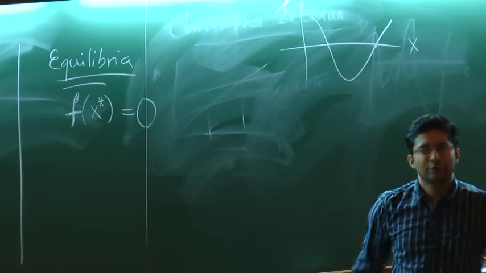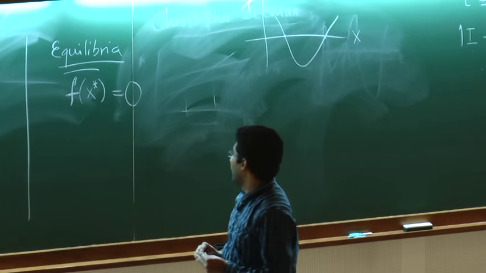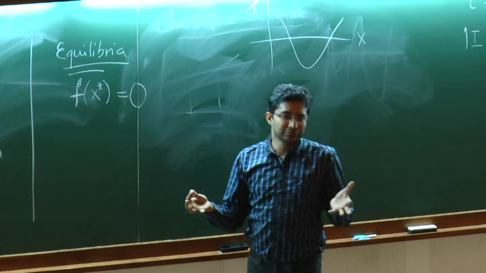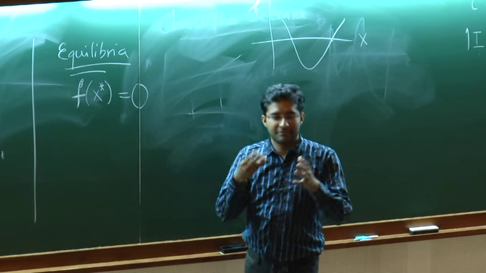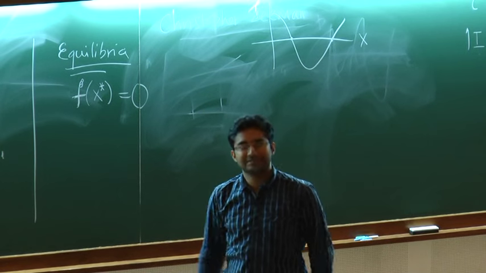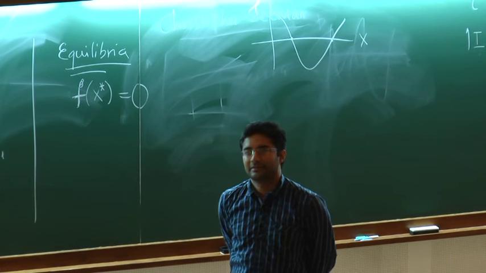I'm assuming all of you have also heard of stability, right? Raghav was mentioning it just this morning. What does stability imply to you? What is a stable system? Or, if you think of population, what is a stable population? Intuitively, what would you call a stable population?